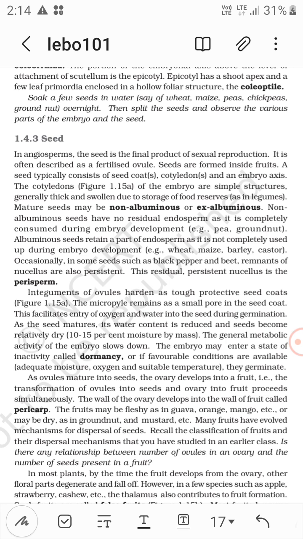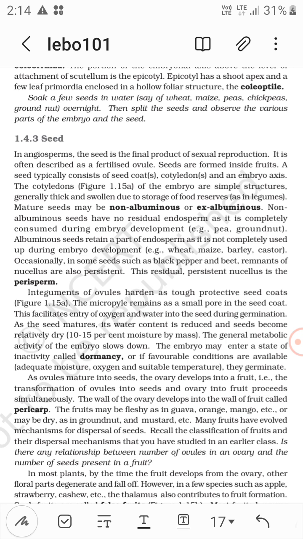So albuminous seeds retain a part of the endosperm as it is not completely used up during embryo development: wheat, maize, barley, and castor. Occasionally, in some seeds such as black pepper and beet, remnants of nucellus are also persistent. This residual persistent nucellus is the perisperm.